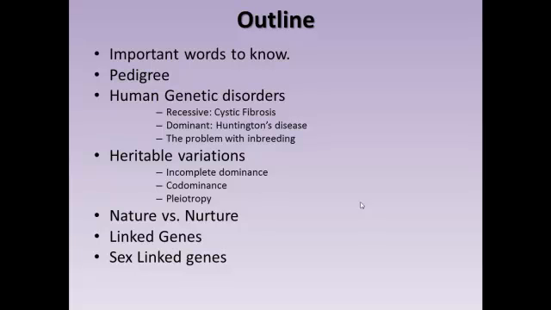Instead of single loci simple dominance, like in Mendelian genetics, we'll go into incomplete dominance, codominance, and pleiotropy. We're going to touch on nature versus nurture, genes that are linked, and what genes exist on the sex-determining chromosomes, because the genes on those chromosomes don't only become involved with sexual reproductive organs and processes. They're involved in many other things as well.